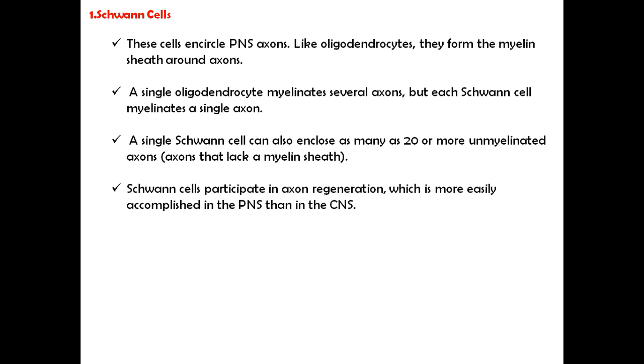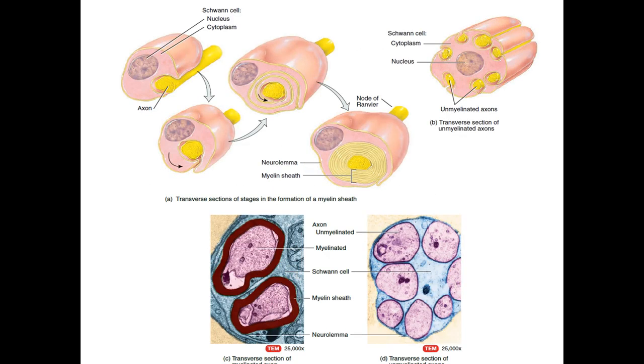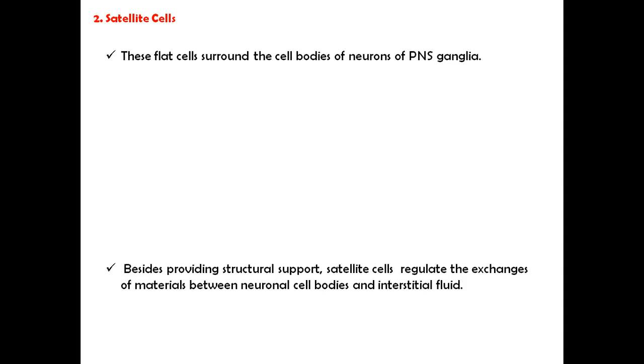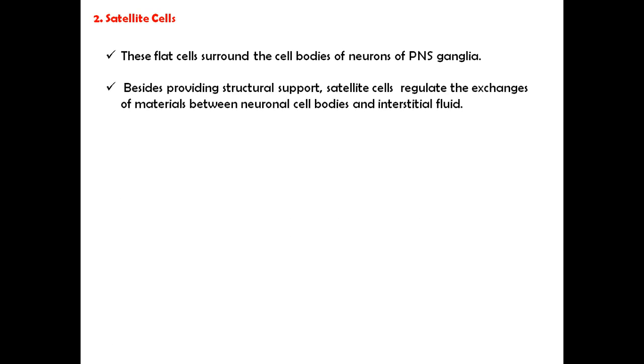Schwann cells participate in axon regeneration, which is more easily accomplished in the peripheral nervous system than in the central nervous system. Second one is the satellite cell. These flat cells surround the cell bodies of neurons of the peripheral nervous system ganglia. Besides providing structural support, satellite cells regulate the exchange of materials between the neuronal cell bodies and the interstitial fluid. Here the chapter is over.